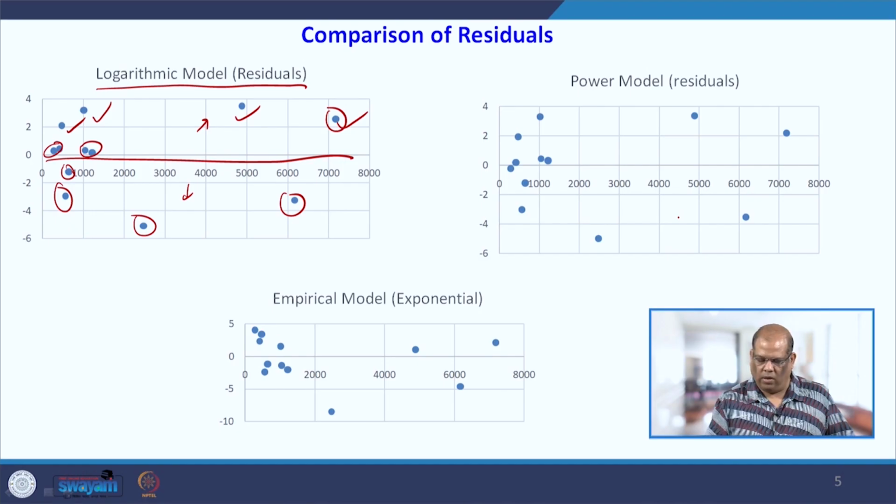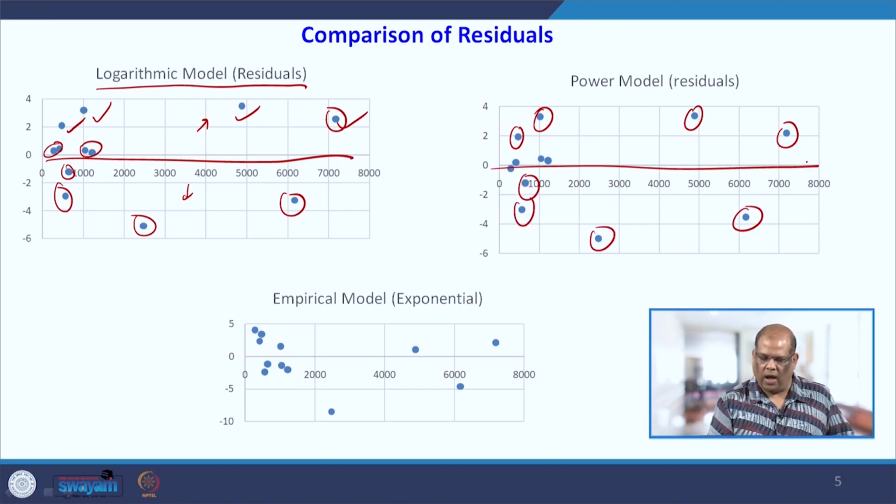The power model also gives a similar kind of thing, that you have 1, 2, 3, 4 and again 1, 2, 3, 4. This is the line y equal to 0 and we have these two, and these two are quite close to y equal to 0, and we say that yeah, power model also behaves well. So, either you can use the logarithmic model or you can use the power model for this.